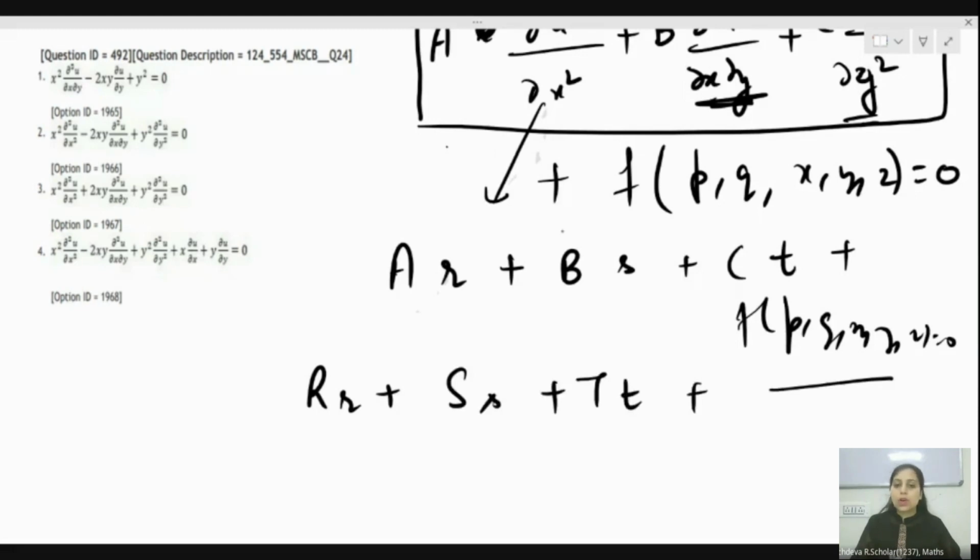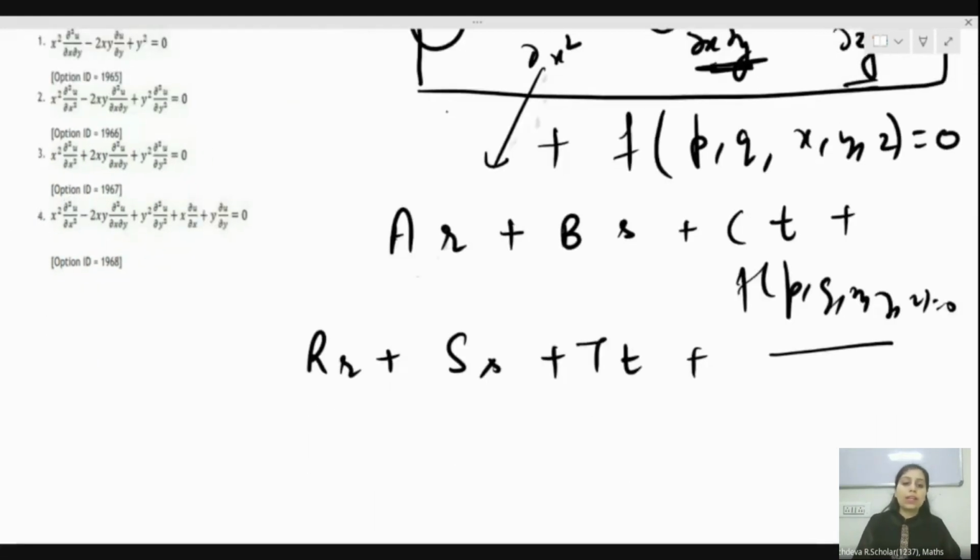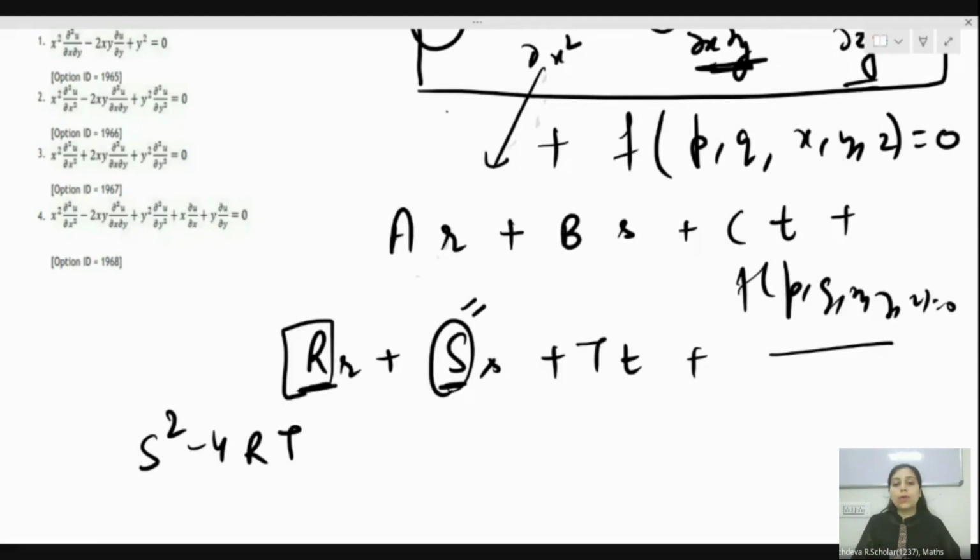Main focus is on the coefficients of the double derivatives, these three coefficients. To tell the nature of a partial differential equation, we find a relation: s square minus 4rt. The square of the middle one, the coefficient of ∂²u/∂x∂y, minus 4 times the coefficient of ∂²u/∂x² and the coefficient of ∂²u/∂y².